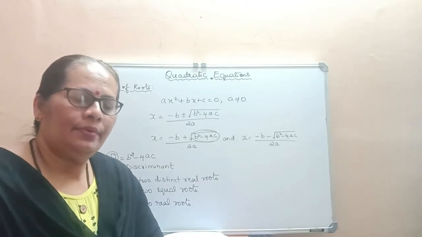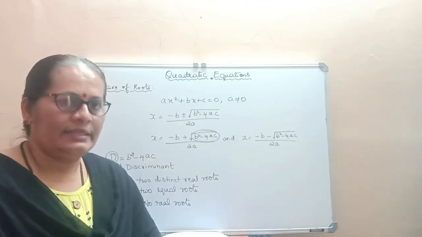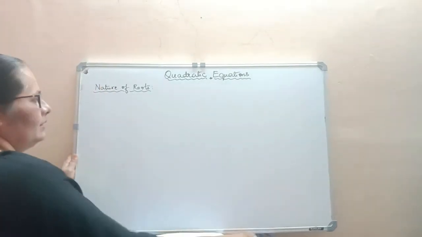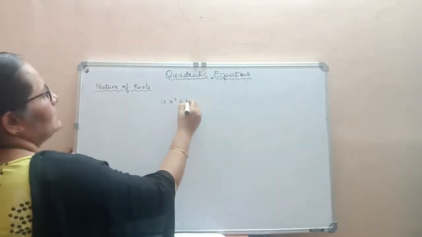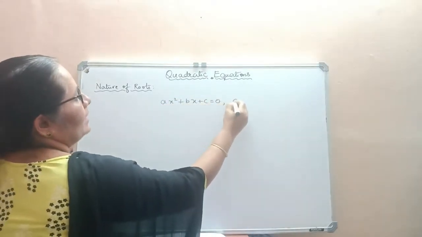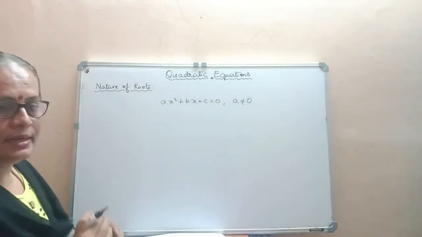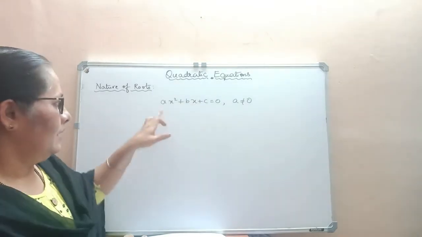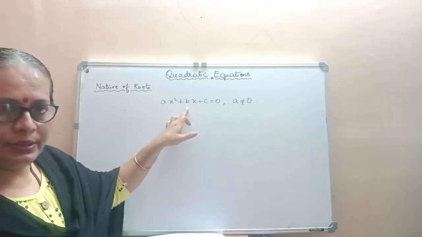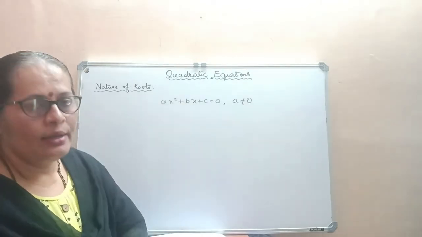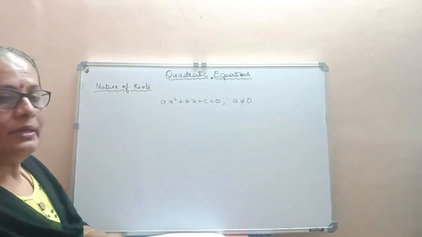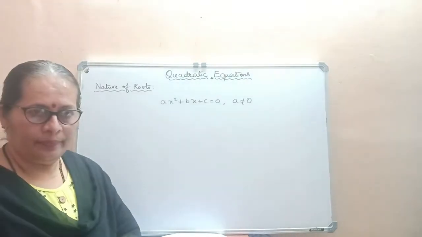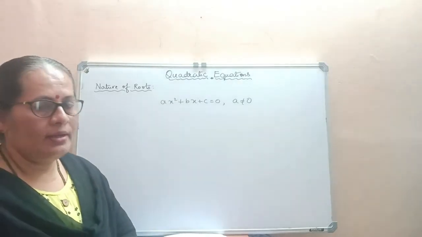In the previous video we discussed the quadratic equation and its standard form, that is ax square plus bx plus c equals 0, where a is not equal to 0. This is the standard form of a quadratic equation where a is the coefficient of x square, b is the coefficient of x and c is a constant term. And we also learned how to factorize the given quadratic polynomial by splitting the middle term, then find the solution of the equation.